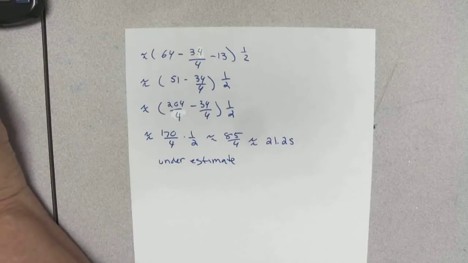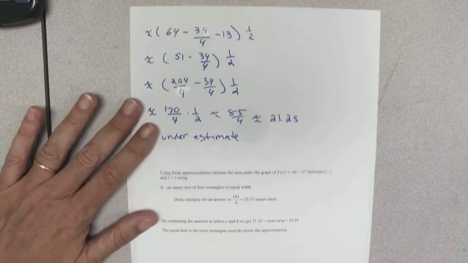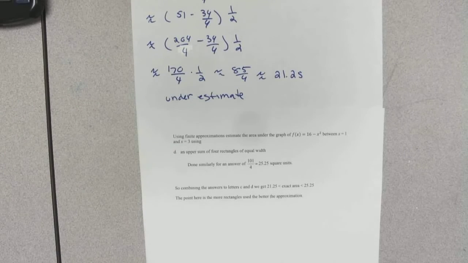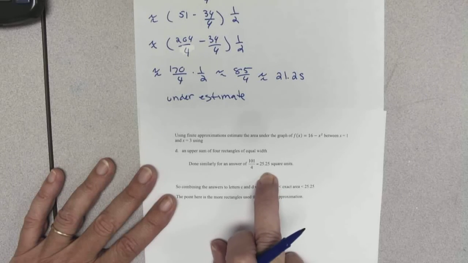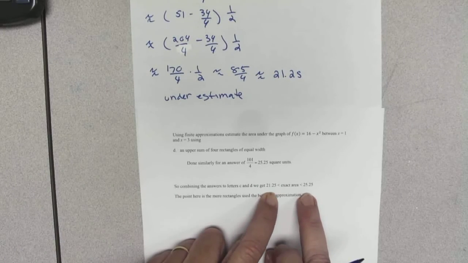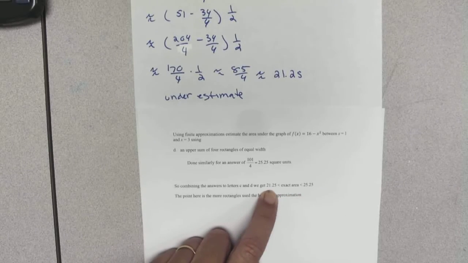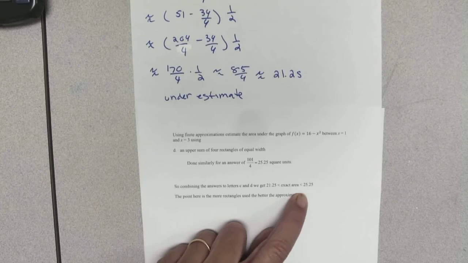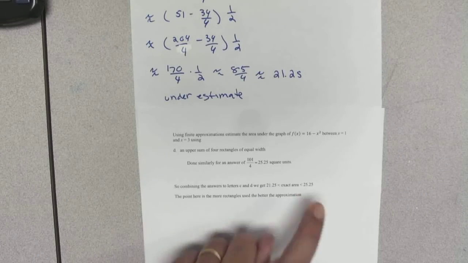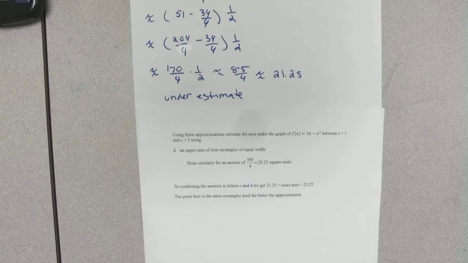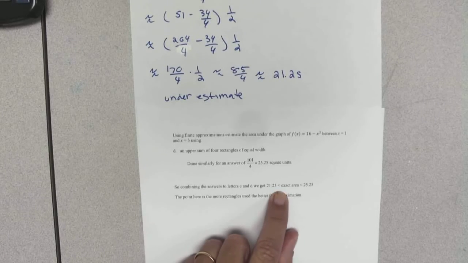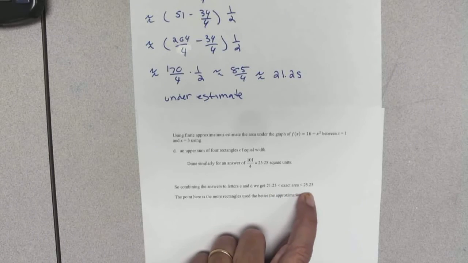Now, we could do this yet again. We're not going to, but we could do it again, this time with an upper sum. And if we did it with an upper sum, we come up with 25.25. And so then putting those two things together, the exact area is somewhere between 21.25 and 25.25. And so we did make a much better estimate when we went to 4 rectangles. 2 rectangles was between 19 and 27, 4 rectangles, 21.25 and 25.25.